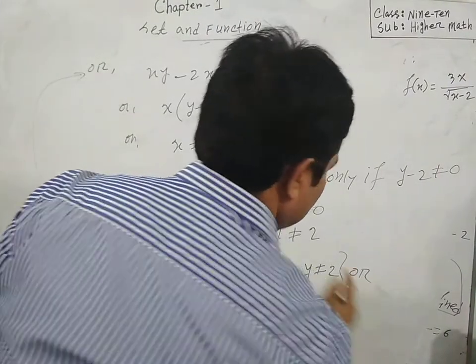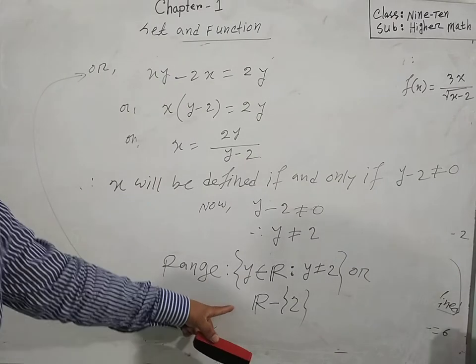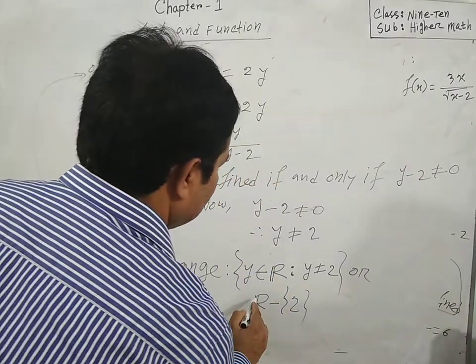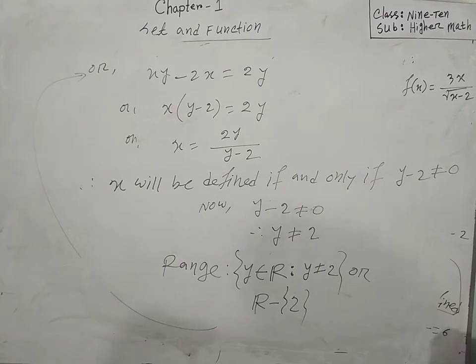We can write the result in two ways. This is right and this is right: range is all real values except 2. Do you understand? Write down very quick.